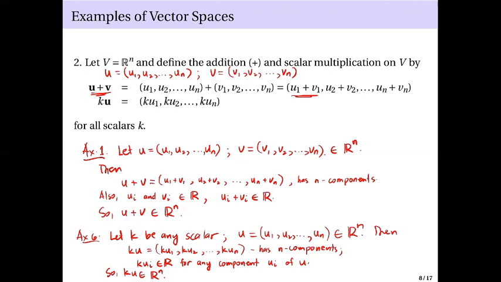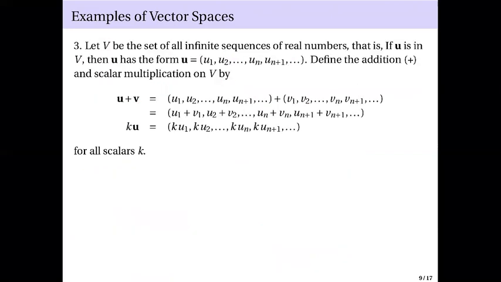Next, let V be the set of all infinite sequences of real numbers. So if u is in the set V, you will have this form: u1, u2, u3, etc., un, un plus 1, un plus 2, etc. You have infinitely many terms, or components, here.